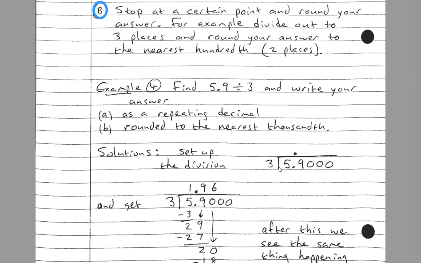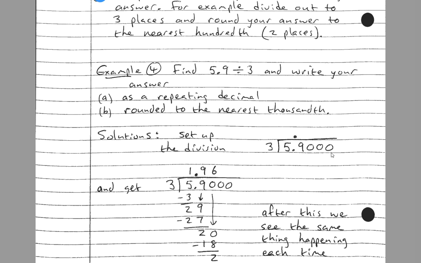All right, so we're in our usual setup. We're dividing by this whole number 3. I've added some zeros here. I'll talk about that. But for part B, since you're rounding to the nearest thousandth, you're going to need 4 places.